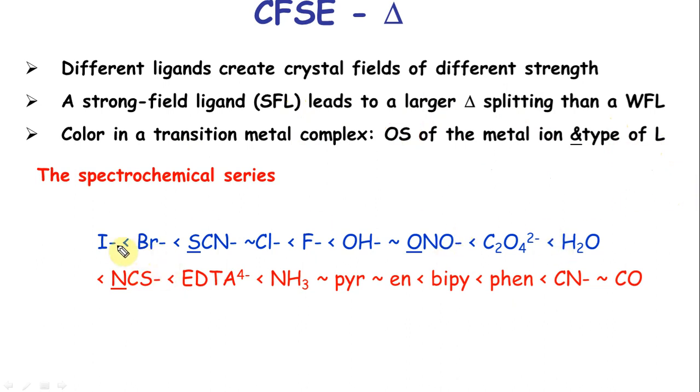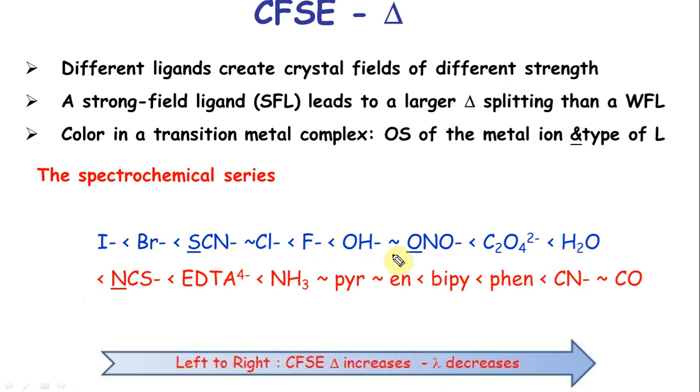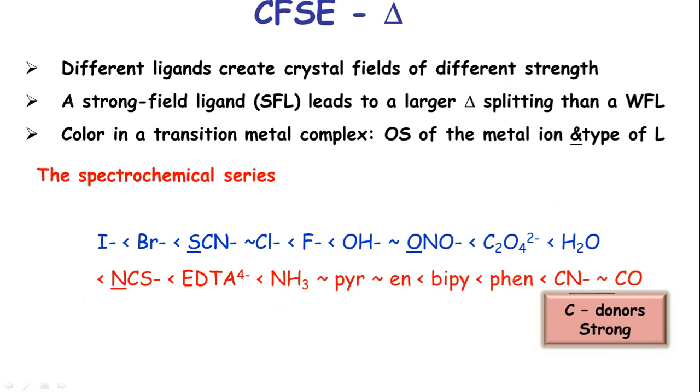The whole entire order is given. The blue ones are weak field ligands, the ones in red are strong field ligands. You absolutely have to remember which ones are strong field and which ones are weak field. The last two are carbon donors. Carbon is the atom that is going to donate.